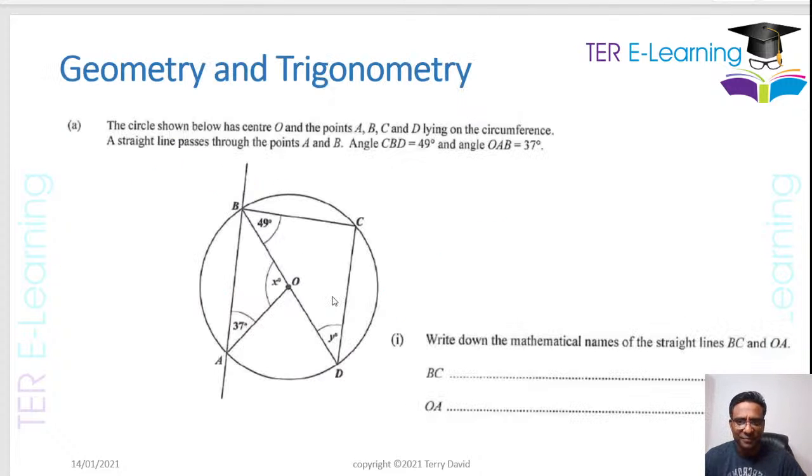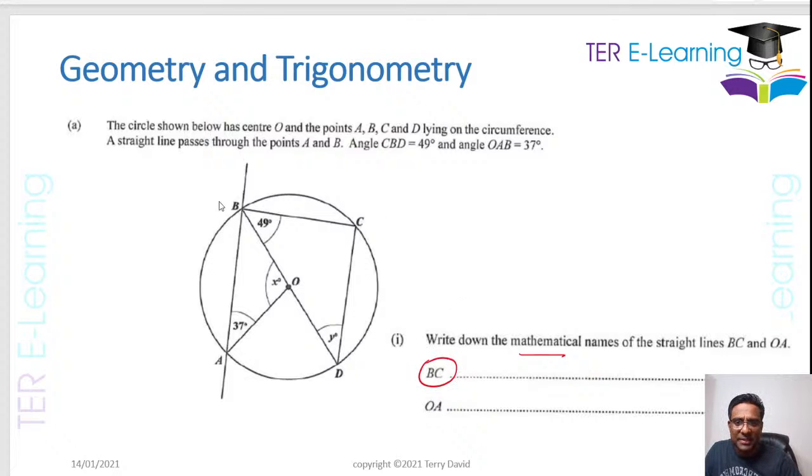Right, so moving on. This is also from a recent paper. You need to be able to use our circle theorems in order to solve angles in a particular diagram. If you want some more information on this, you can look through my YouTube channel and you'll get information there on all the rules that you need to know. They've given us a circle and some lines in the circle. The first thing they want is to write down the mathematical name for BC.